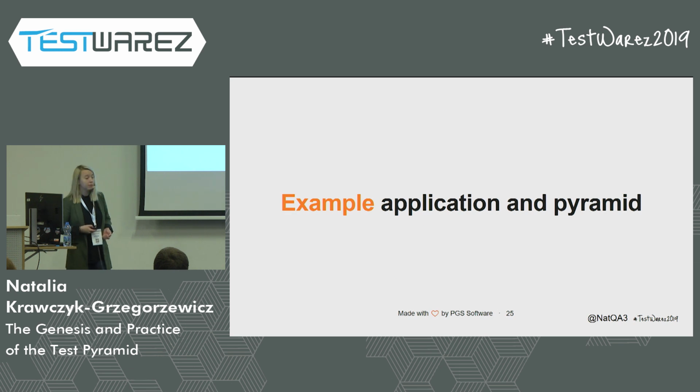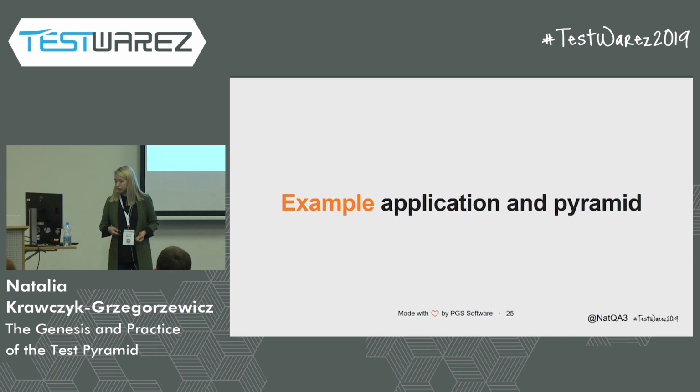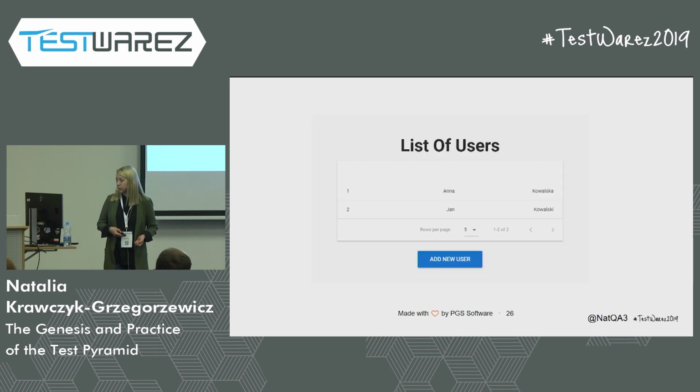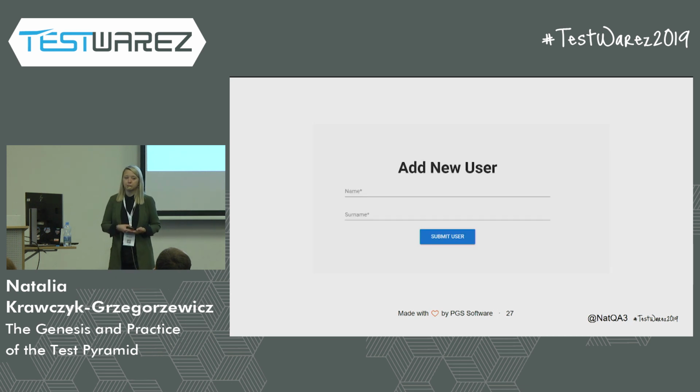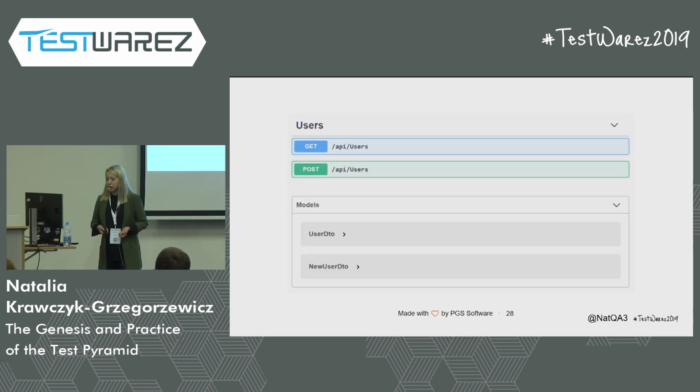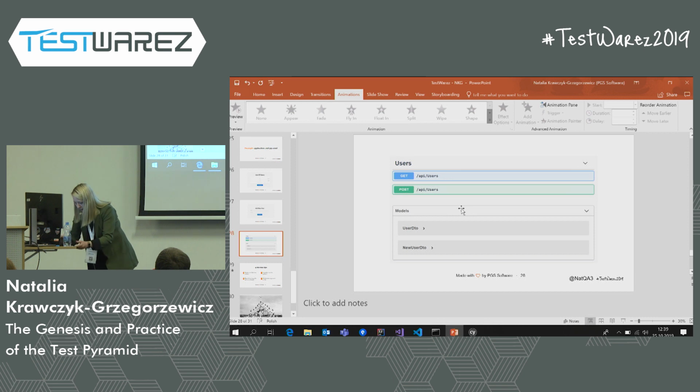And I have some example application with some tests written that I can show you. It's very simple. It consists only of 2 pages. One of them is a list of users, which is very simple. We got a name and a surname, and a button to go to another page, which is the add new user form. Again, very simple, only 2 inputs and a button to submit the form. And on the backend side, we got only 2 endpoints. One is for getting the list of users, and one is for creating a new user. So now let's have a look.